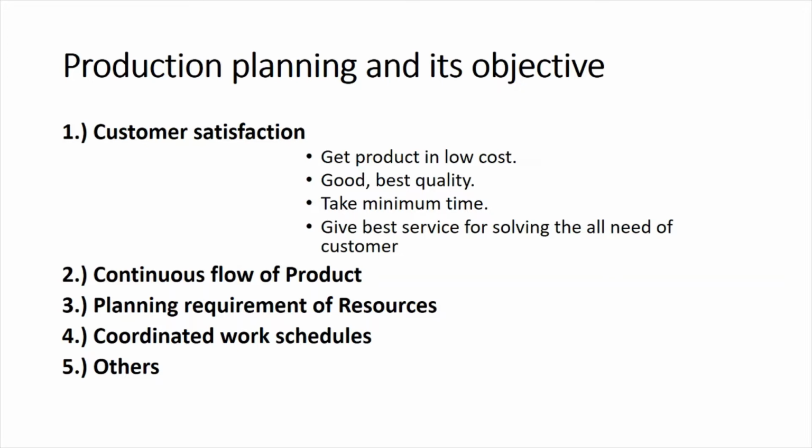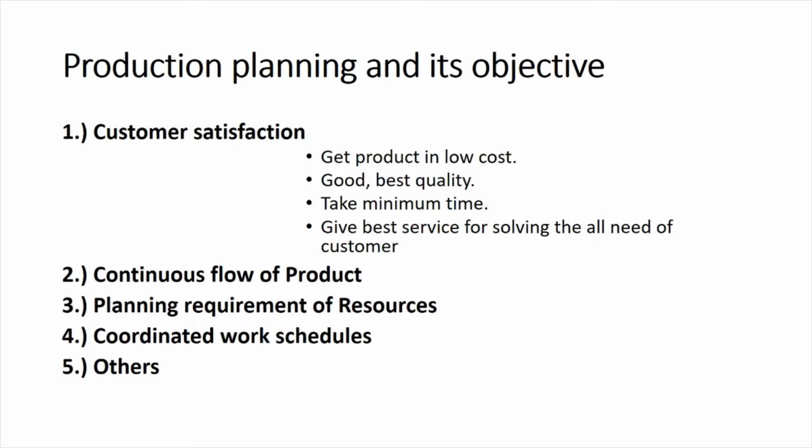Second is continuous flow of products. Continuous flow of product is because of the enhanced production rate and efficiency. It is important for smooth and continuous production.